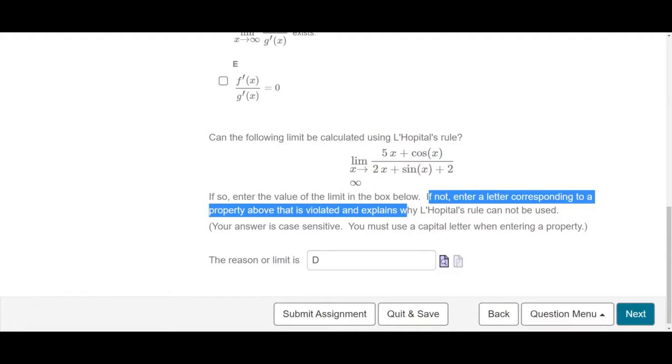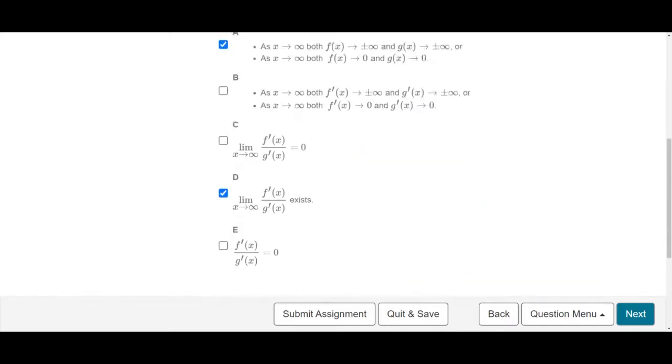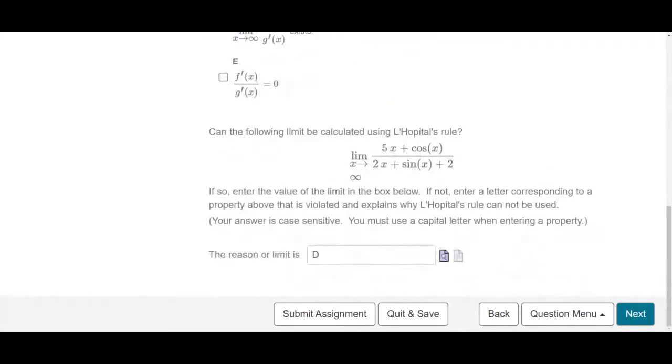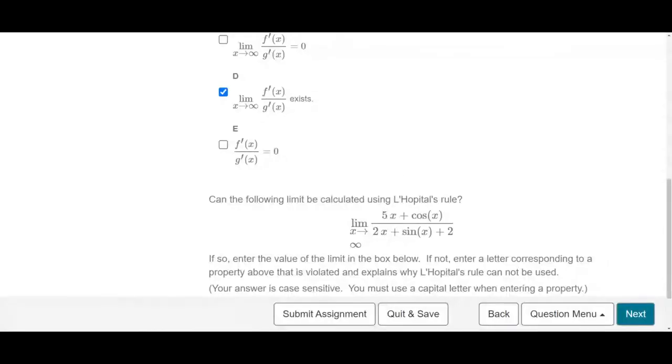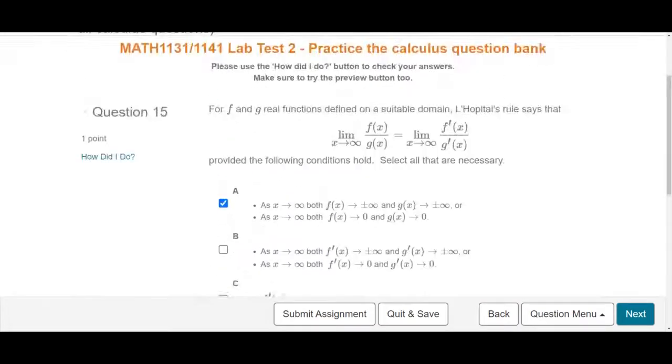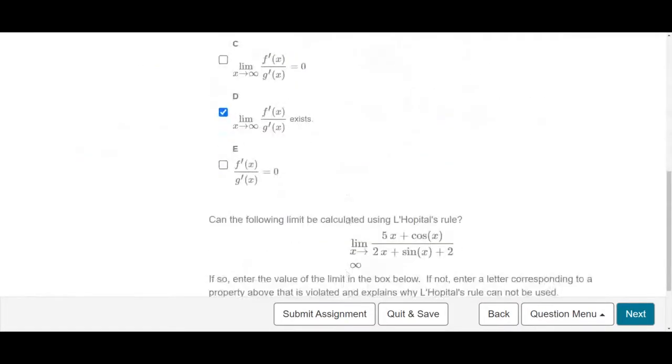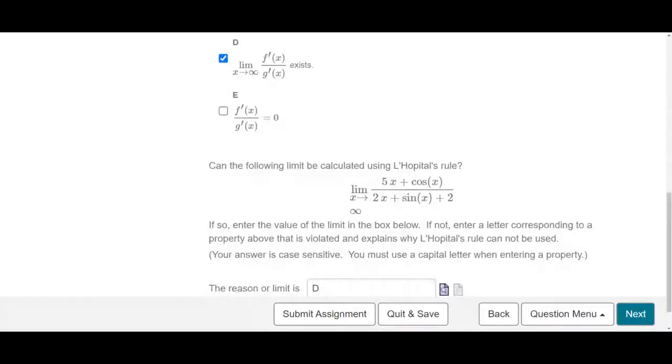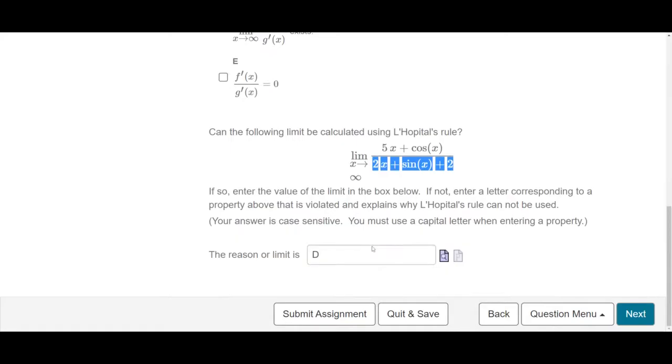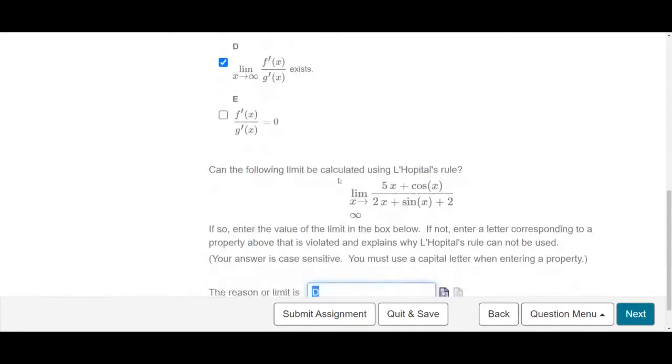Okay, so what's happening here? Well, this limit goes off to positive infinity. The bottom limit goes off to positive infinity. So that looks good so far. But the problem is if you differentiate this and you differentiate that, then the limit doesn't exist. So it's D that's the problem.